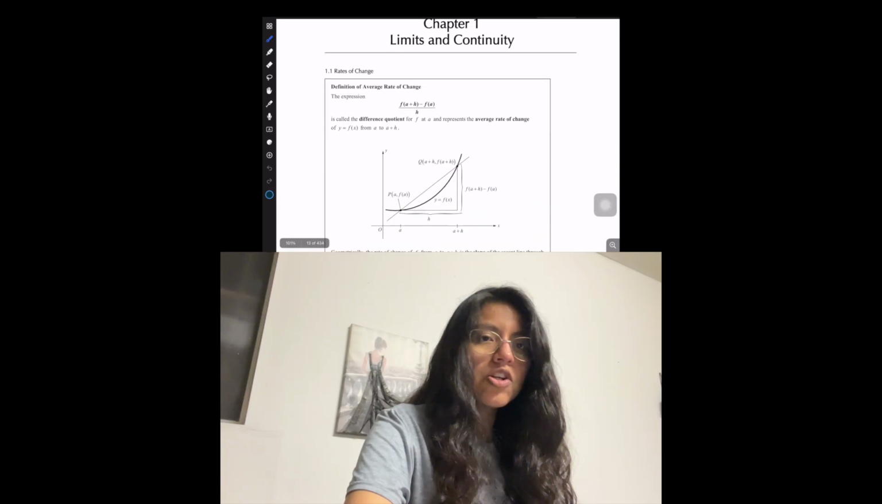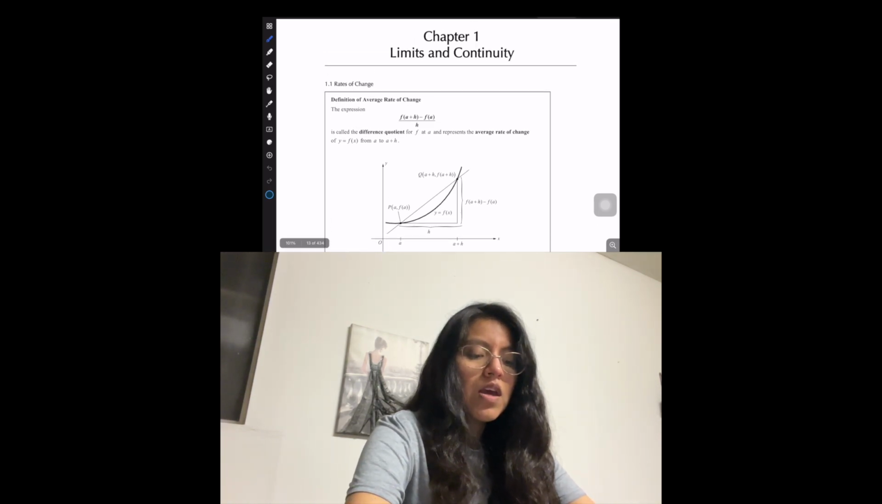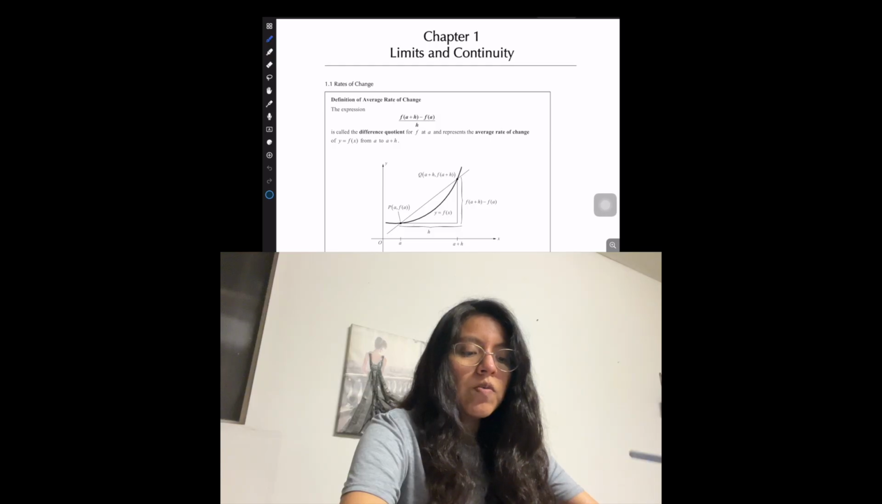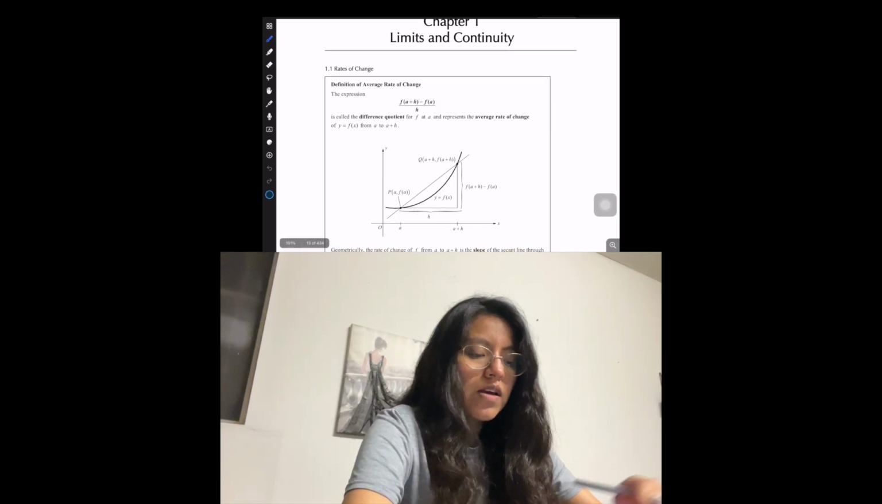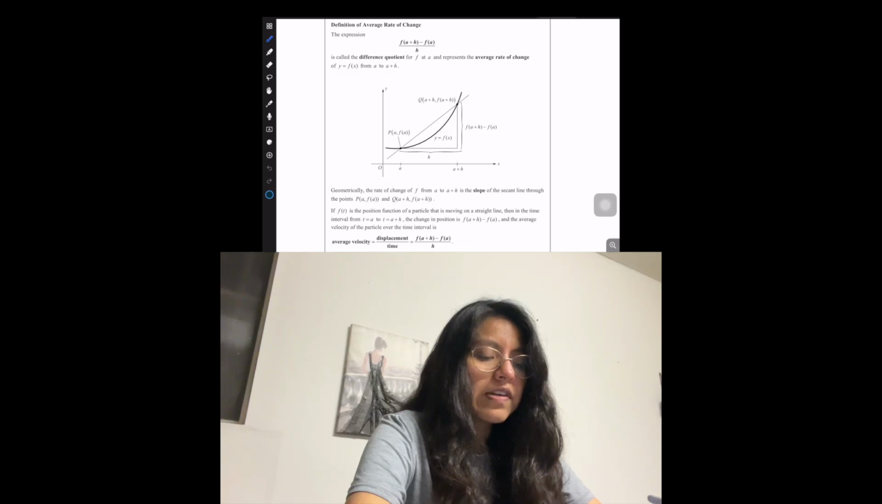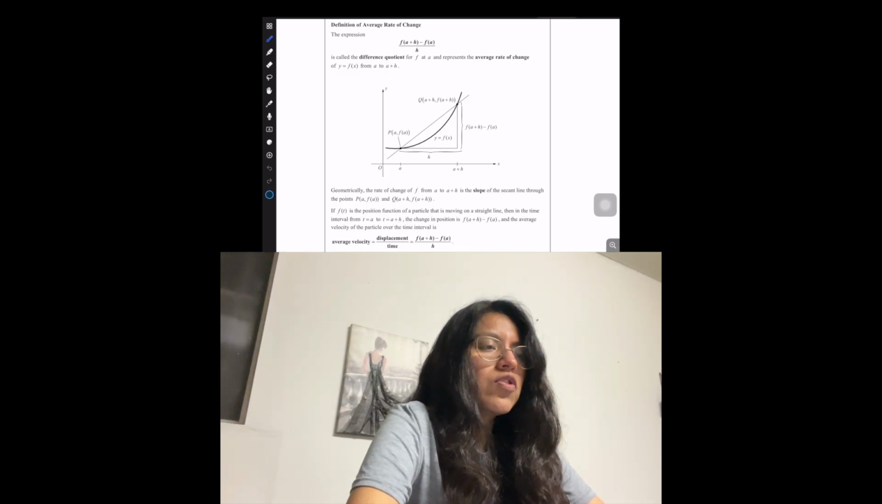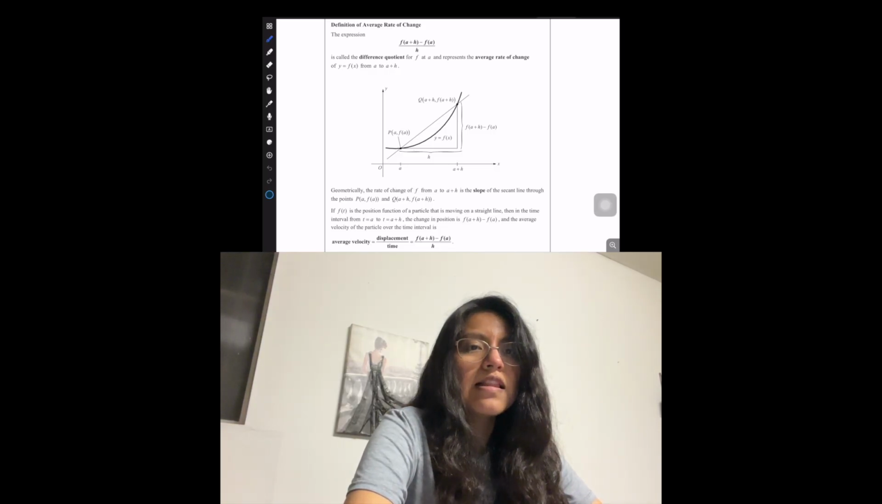If we take a look at chapter 1, it's on limits and continuity, and 1.1 is all about rates of change. Even right here, if we look at the graph they're giving us, we can see how it resembles the slope. Basically, you could think about the average rate of change as the rise over the run, which is the slope over a secant line.